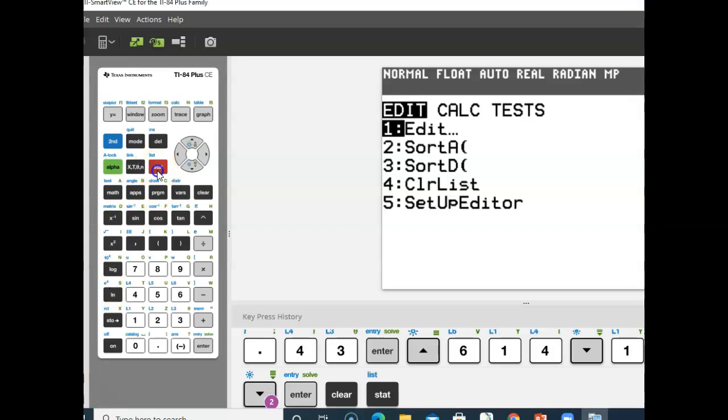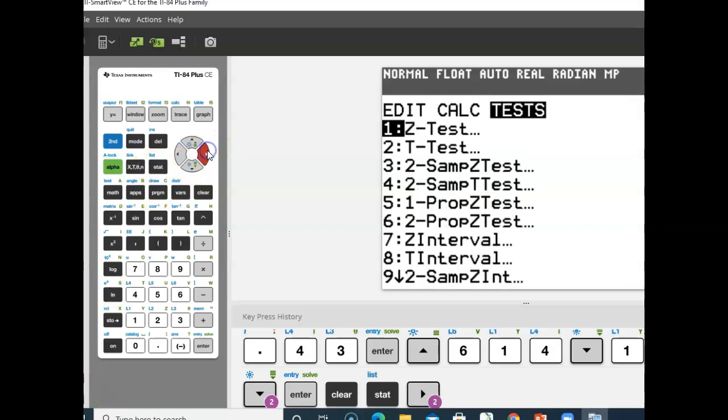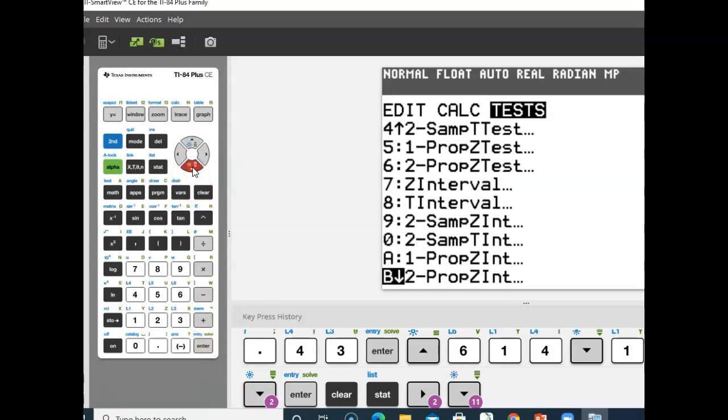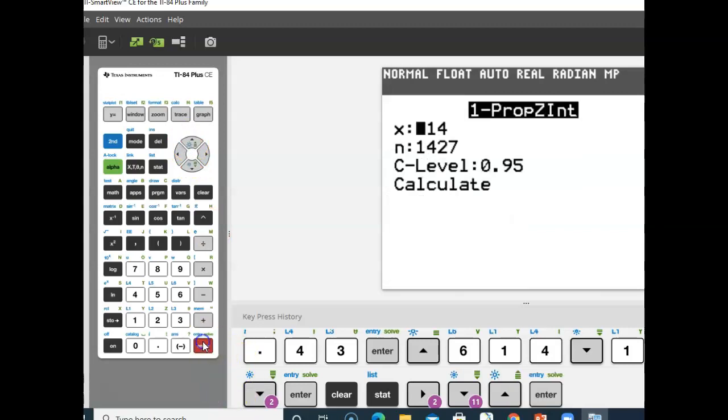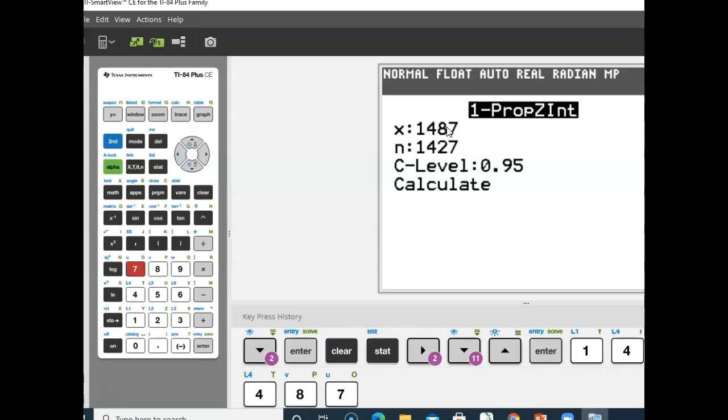So over on the calculator, I want to show you how to put this in. We're going to go to Stat, and we're going to go over to Test. And then we're going to go down to 1-proportion z interval, which is letter A, and press enter. Okay, that's going to bring it up here. So what I'm going to do is type in 1487 and multiply that by 0.43.